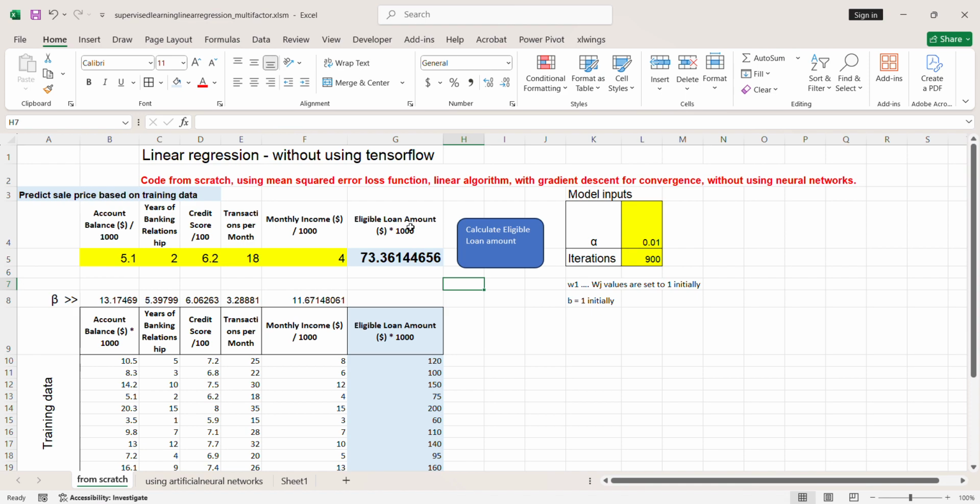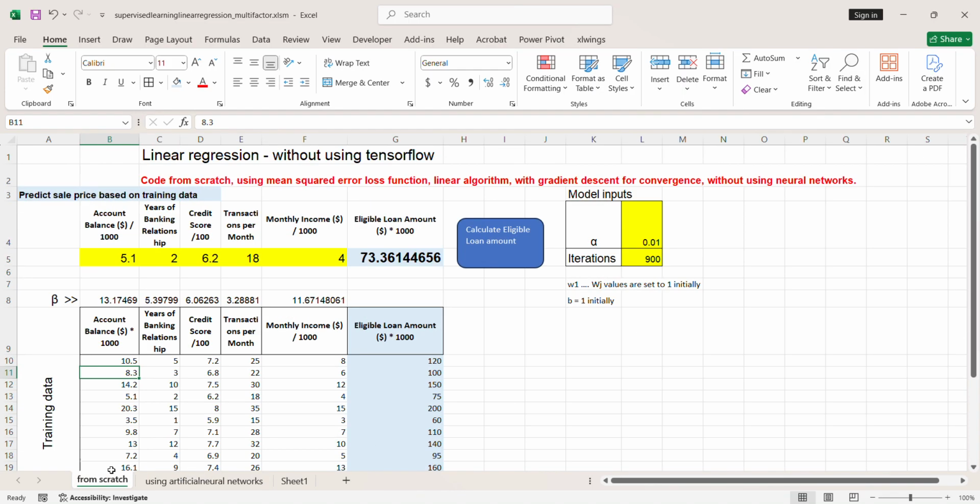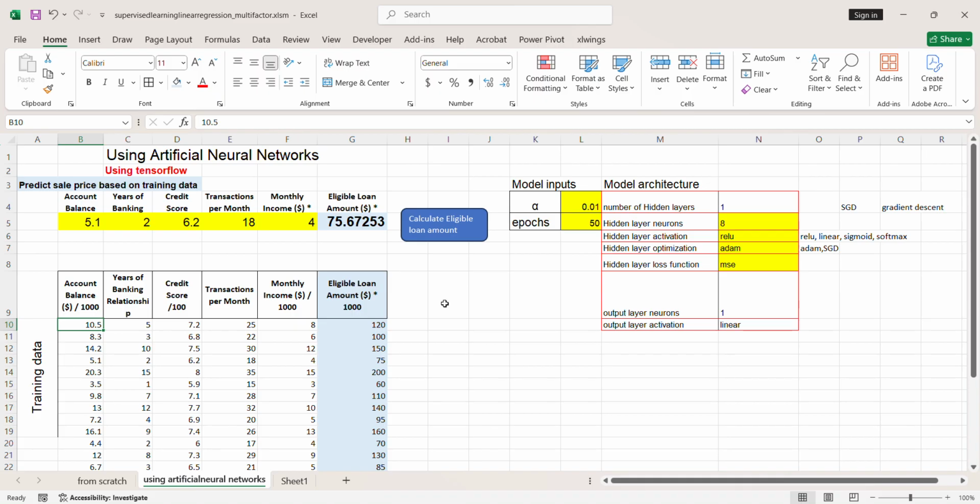So this is the training data. This is the second model that uses artificial neural networks, and the training data for both the models is the same. So I'm setting up the same parameters, alpha 0.01, and iterations here it is 900, because this needs a lot of iterations. It's like a single neuron. There is not much to this one.